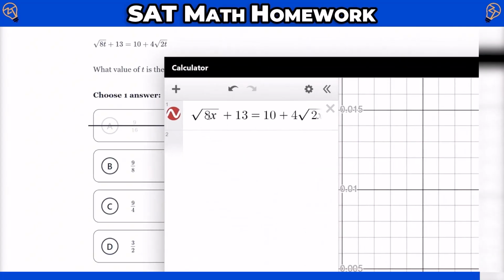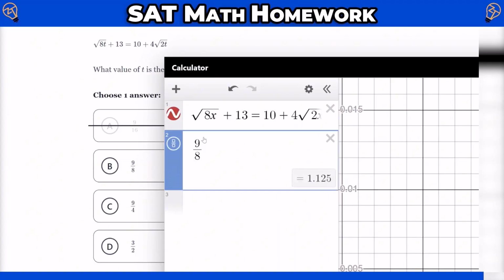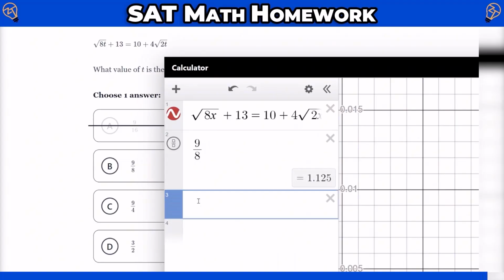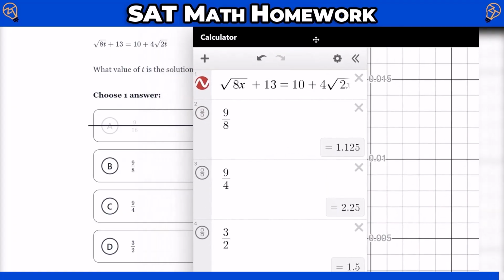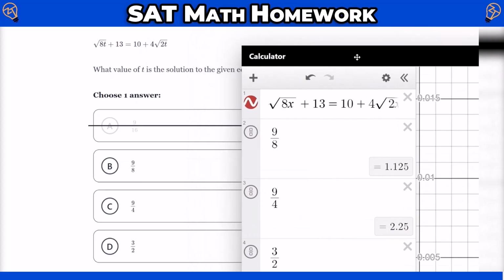And then I'll just type these in. So let's say 9 divided by 8. Oh, look, I get the right answer. But if I was unsure, I could check the other ones. And you can see that I don't get the 1.125 that I'm looking for. And I still get the correct answer is B.